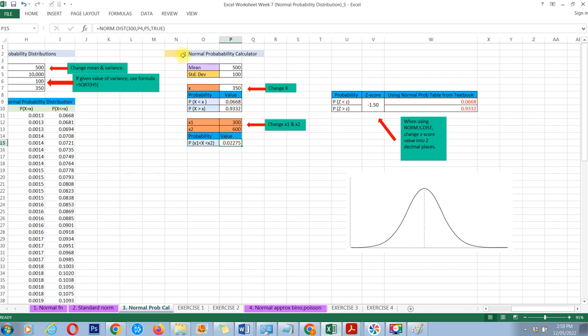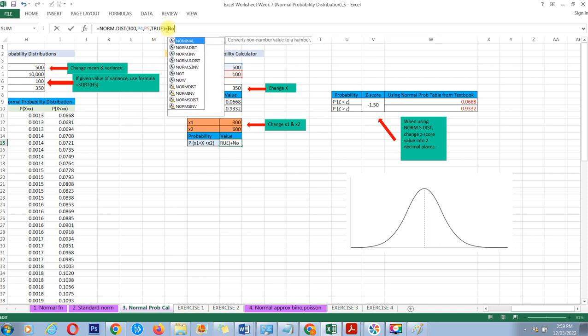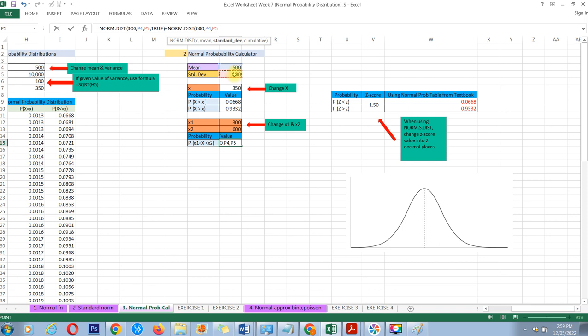So and then plus, okay, plus norm distribution again, 300, 600, okay, and then we have mean, and then comma, we have standard deviation, mean, standard deviation, and then true. Okay, macam tu lah.